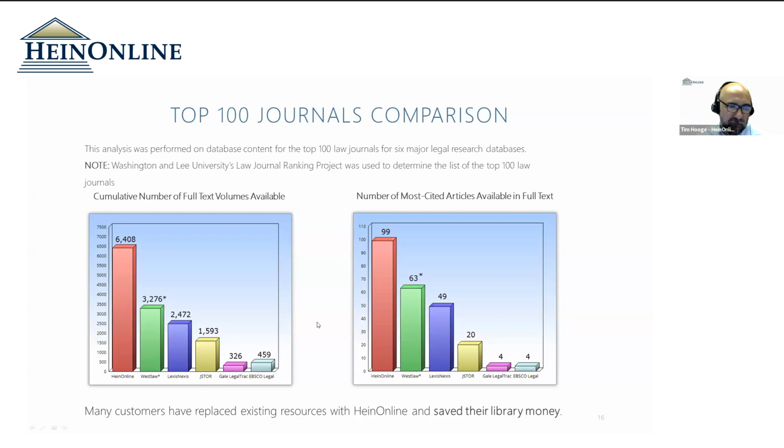Now, this is specific to just journals, but these results can be expanded and extrapolated across all the different content that HeinOnline has available. The amount of material that we have going back to inception, and bringing it up to date and filling in all those gaps, provides HeinOnline that incredible competitive advantage at an amazing price.